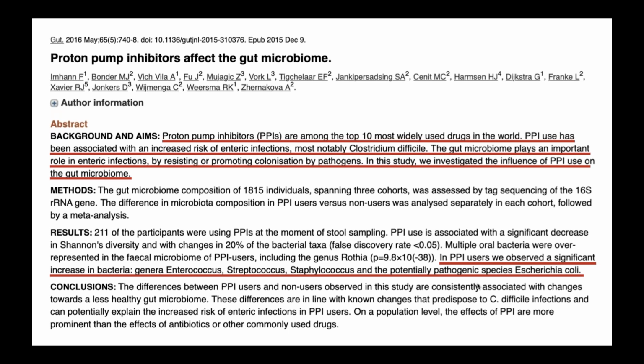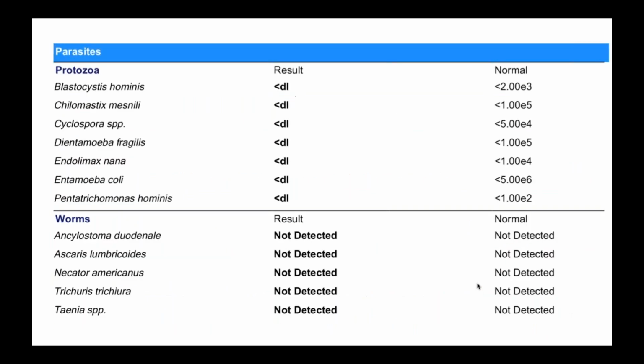They go on to say, in PPI users, we observe a significant increase in bacteria of the genera Enterococcus, Streptococcus, Staphylococcus, and the potentially pathogenic species E. coli. So let me go back up a minute here to the results for this patient.